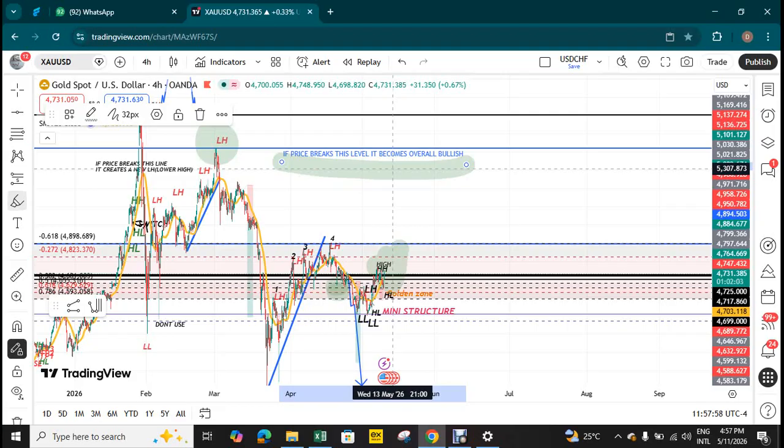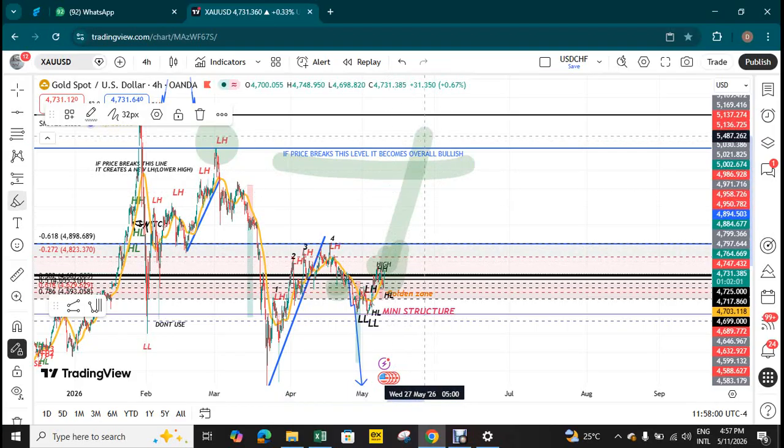If price comes all the way to this area and breaks this blue line, we are now seeing a bullish trend. We're not going to be seeing bearish anymore. There's been a shift from the downward side towards the upward side. That's what we'll be seeing, but at the moment, that has not happened.